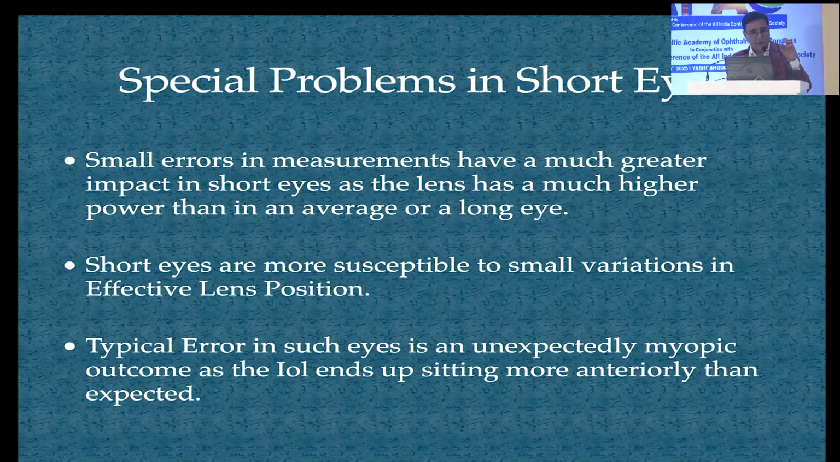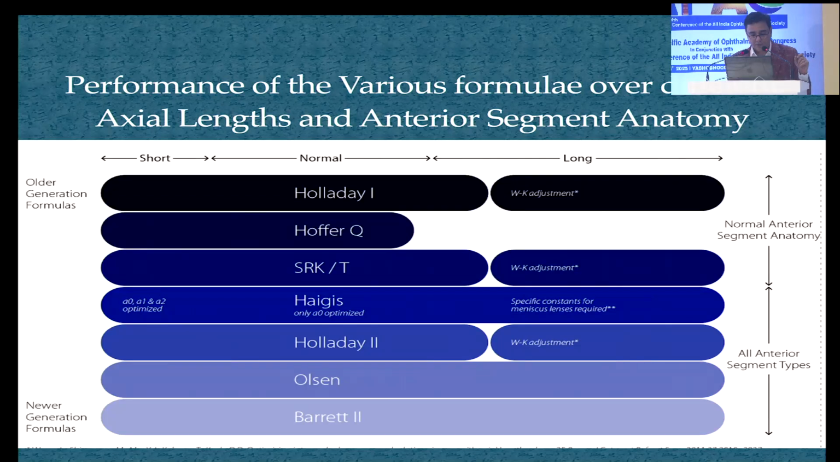So some of you can do this. I've suddenly started doing this study that post-op I'm doing axial length measurement, and your lens is actually sitting 2 millimeters ahead, and that's the reason why sometimes even the Barrett formula does not work perfectly.